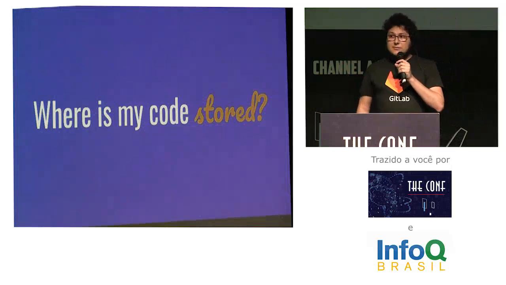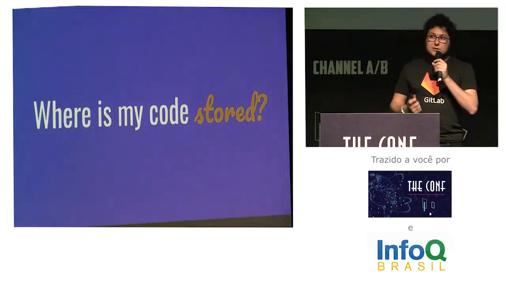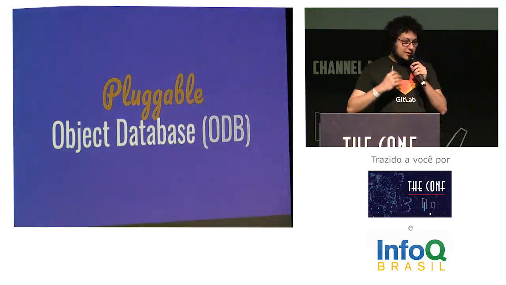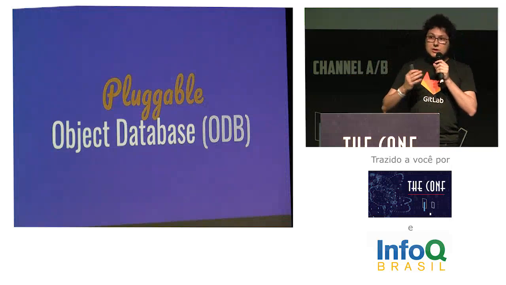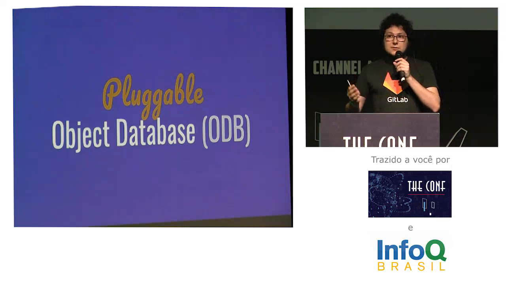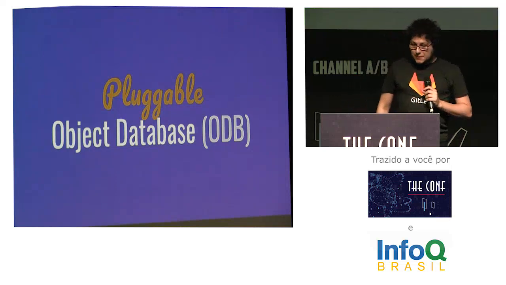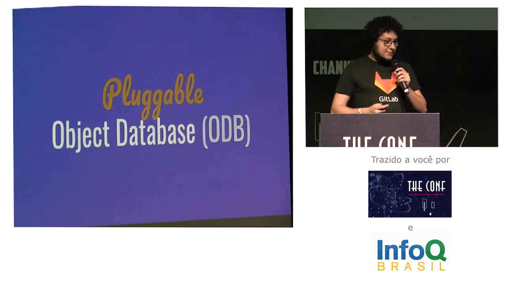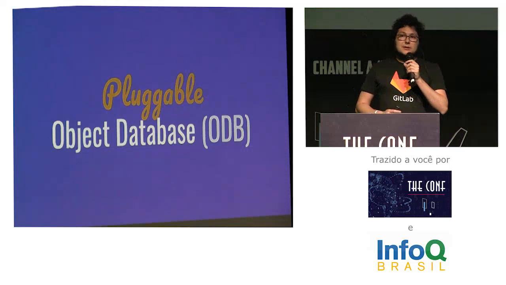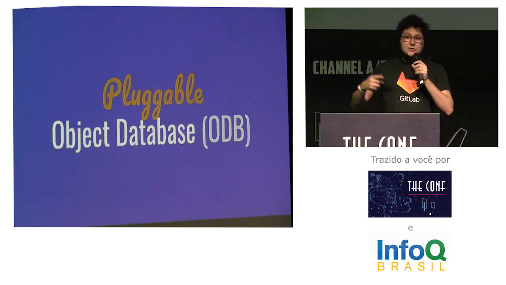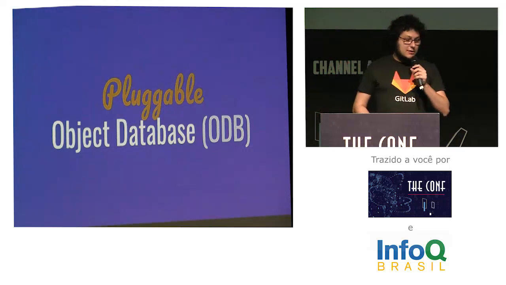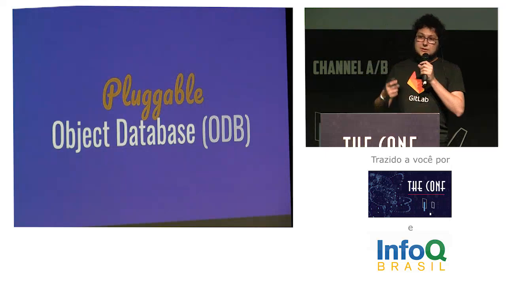Next question that you may have: where is my code really stored? Git has this concept of an object database that it calls ODB. And it really is a database, and it's also an interface for other types of database. For example, with the ODB interface, you can even implement an S3 backend, or you can plug it to a NoSQL database. And this is available in the source code.